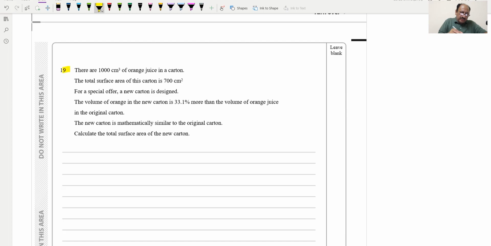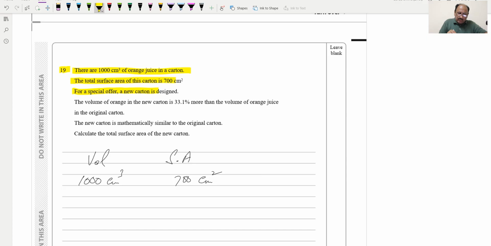Next is question number 19. There are 1000 centimeter cube of fruit juice in a carton. The total surface area of this carton is 700 centimeter square. So for the carton, we can write here volume, and here it will be surface area. This is basically a similar shapes question. So volume is 1000 centimeter cube and surface area is 700 centimeter square. So far this is the information which we have.